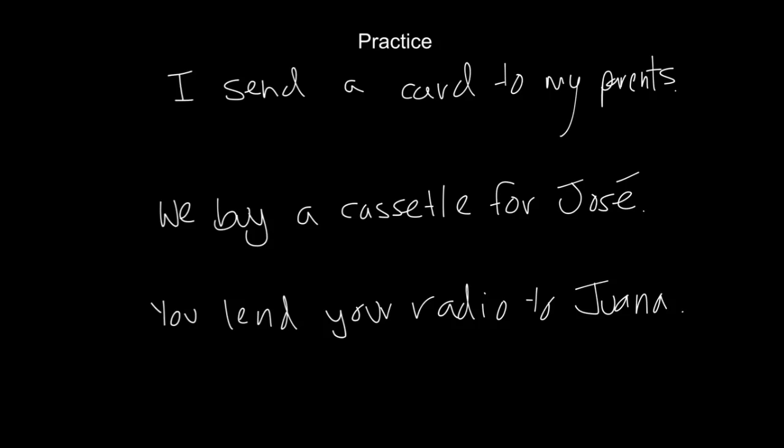Now let's take a look at some examples. See if you can identify the parts of speech that make up each one and translate accordingly. You can always pause to practice. Now let's take a look at these different examples, all of which include indirect objects, to whom or for whom something is done. So I send a card to my parents.